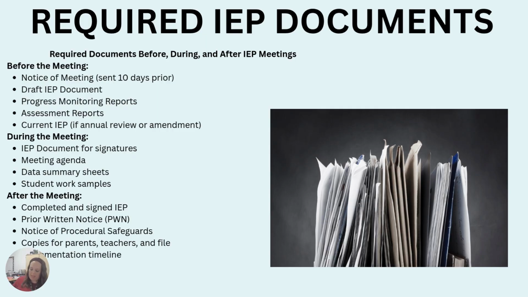During the meeting, have the official IEP document ready for completion and signatures, along with a clear meeting agenda, data summary sheets, and student work samples to discuss supports. After the meeting, ensure the completed IEP is signed by all participants and provide copies to parents, teachers, and the student's file. Complete the prior written notice, which explains any decisions made and the school's reasoning.